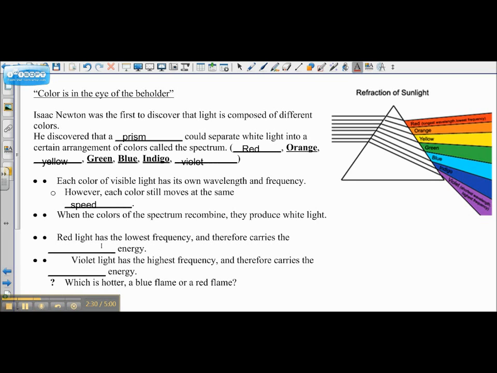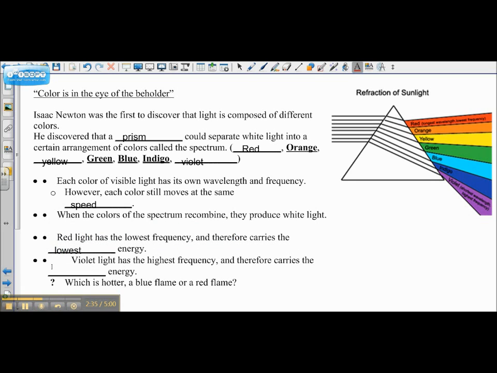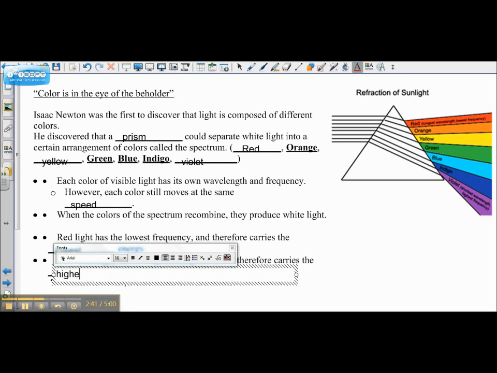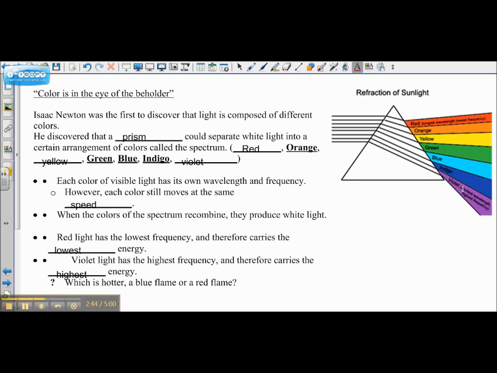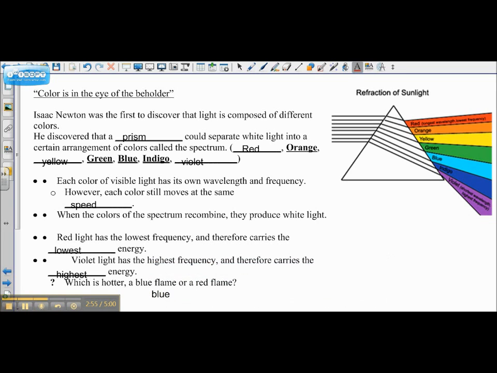Red light has the lowest frequency, therefore it carries the lowest energy. So frequency and energy are directly related. Violet has the highest frequency, therefore it carries the highest amount of energy. So the highest energy. So if you remember from chemistry class, you did a flame test, and do you remember which one is hotter? That would be blue. And now you know why. Blue flames are hotter because blue light has higher energy than red light does. It's all about the frequency. Blue light has a higher frequency, red light has a lower frequency, so they have different amounts of energy.